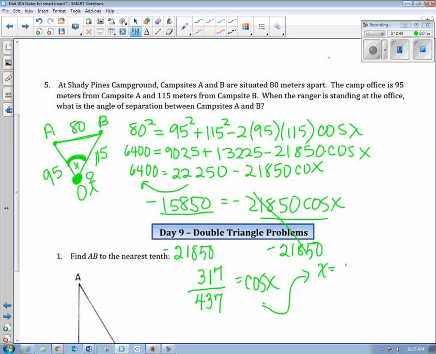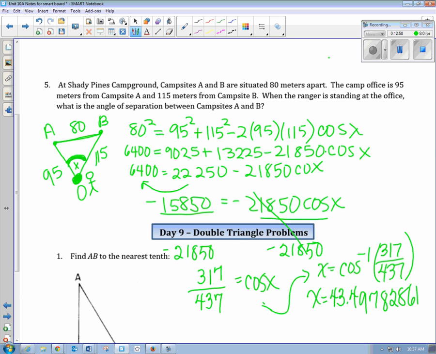So x is equal to cosine inverse 317 over 437, and I end up getting an x value when I type that in of 43 point blah blah blah. It does not say for me to round this answer, so that is my final answer on this particular question.